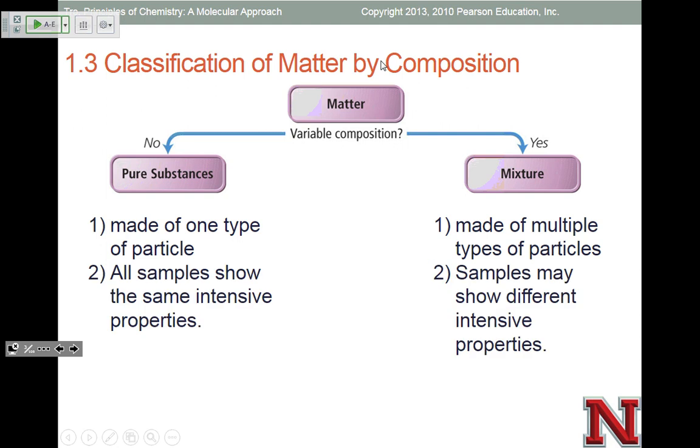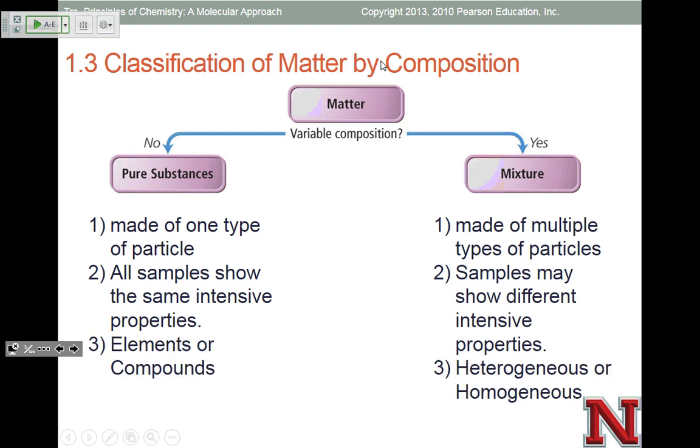All samples show the same intensive properties, and those we're going to talk about in a little bit more detail. But for mixtures, the intensive properties can be different because in a mixture, you might have a different amount of one substance in the mixture and another. So that's going to affect how that mixture behaves because one sample might not be exactly the same as the other.